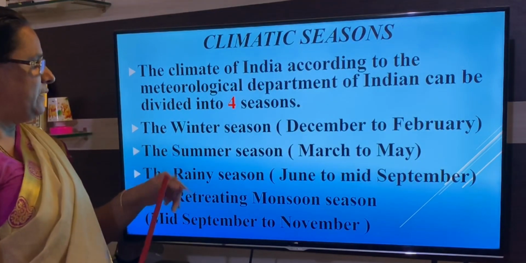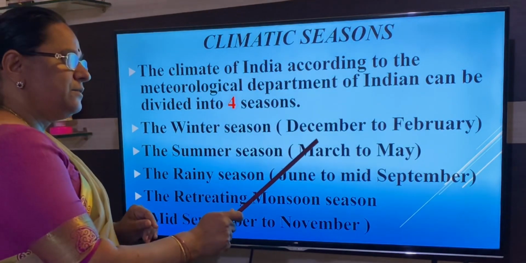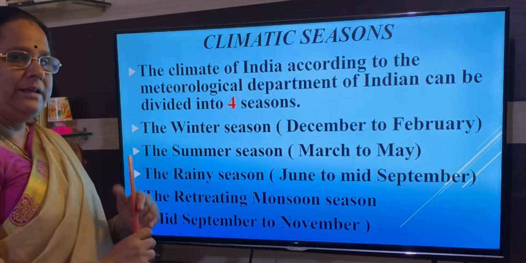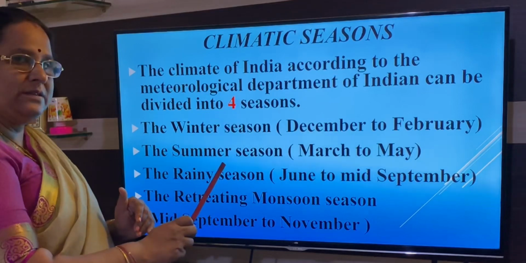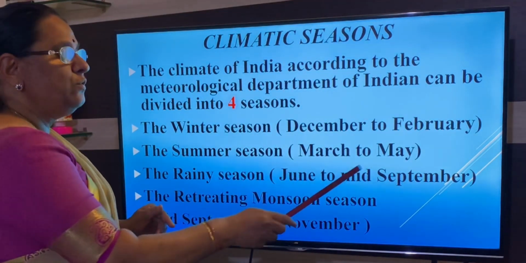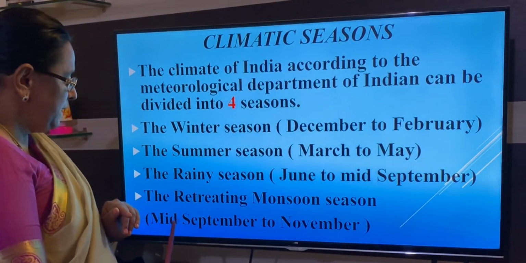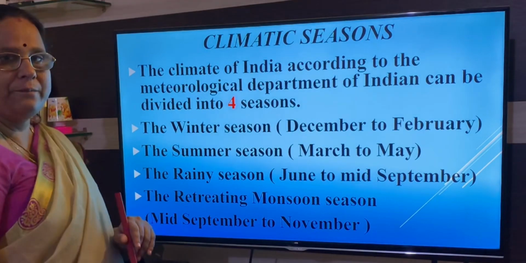So first we have learnt about winter season. Winter season starts from December to February, and next it is followed by summer season, March to May, and rainy season, June to mid-September, and retreating monsoon season, mid-September to November.